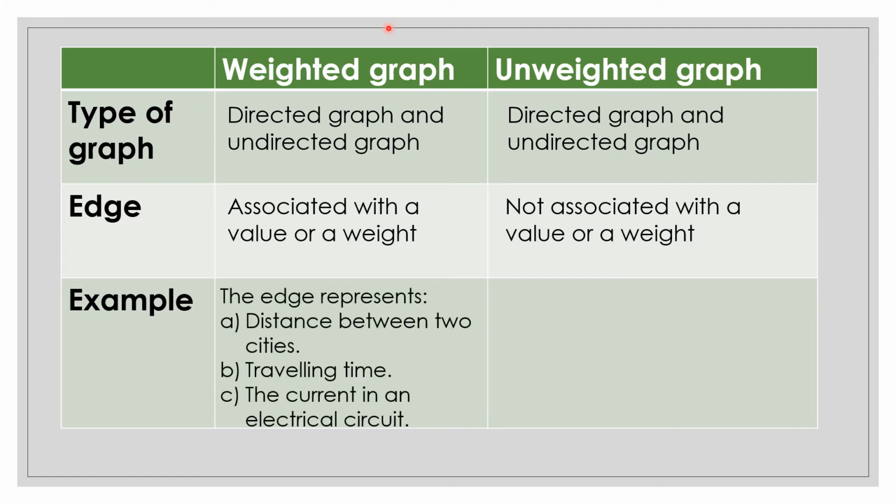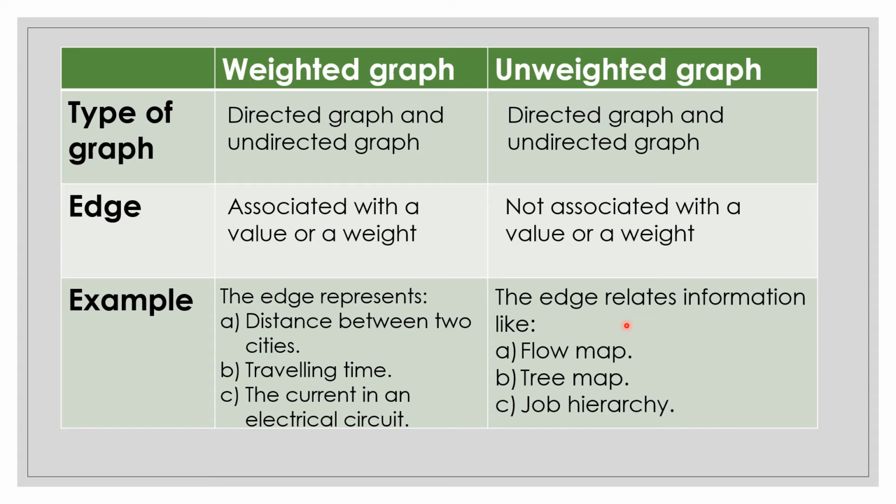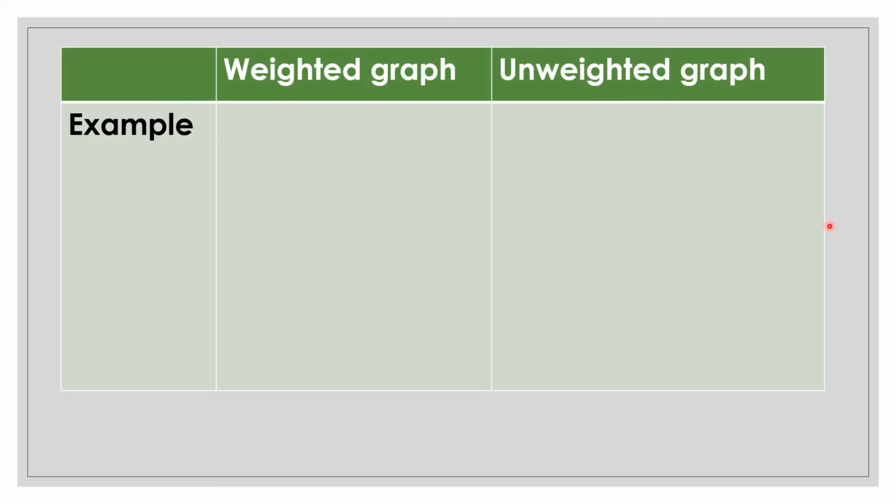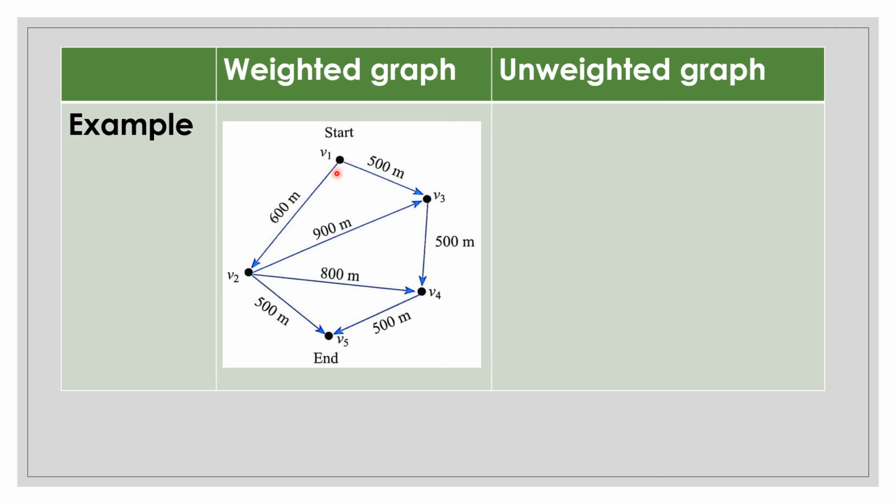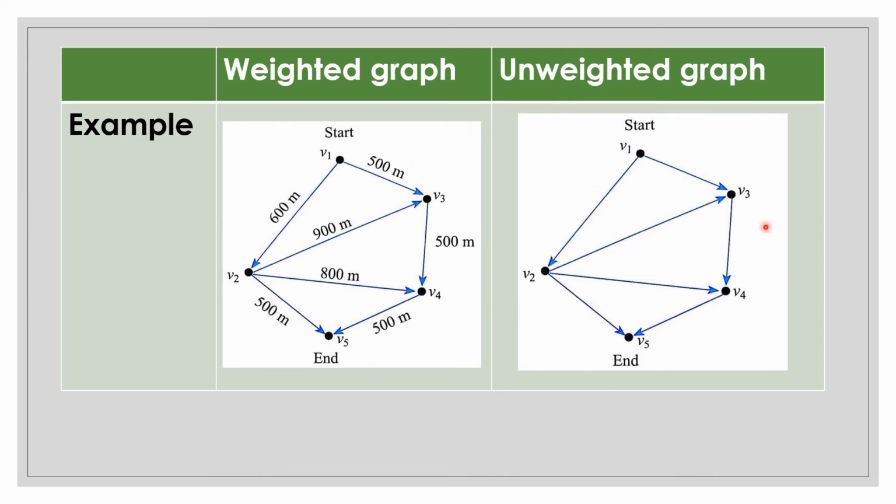For example, for the weighted graph, the distance between two cities, how many kilometers you write at the edge, or traveling time, so how many minutes, how many hours you label at the edge, or the current in an electrical circuit. How about the unweighted graph? For the unweighted graph, the edge just relates information, like a flow method, the tree method, or the job hierarchy. When we look at the example with the diagram, this is a weighted graph. You can see that on the edges you have the distance here, okay. How about the unweighted graph? Nothing is labeled, just simple.